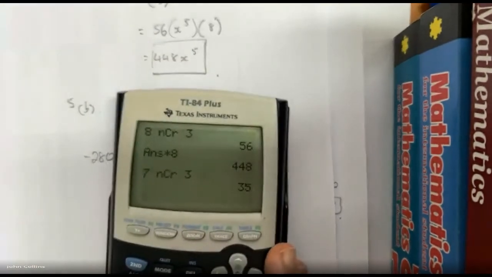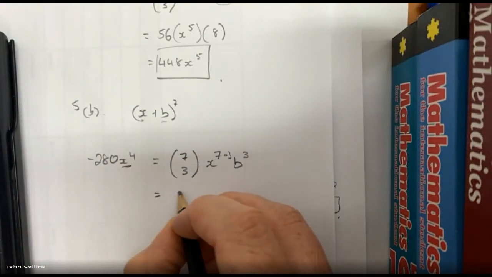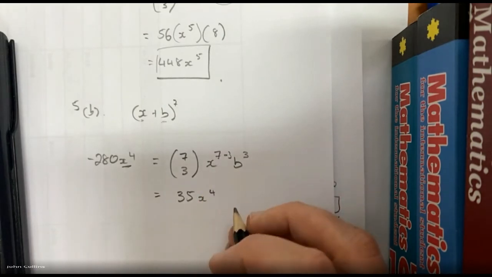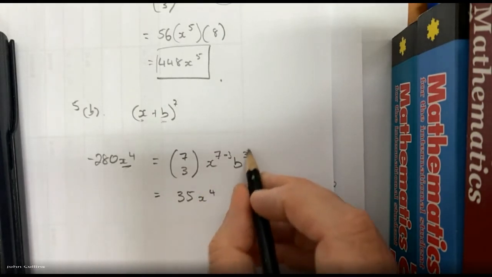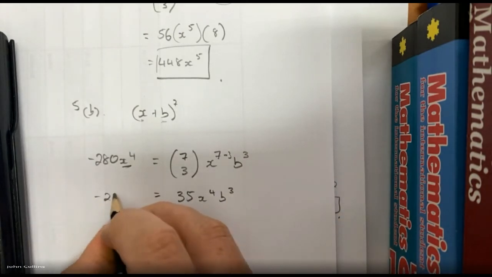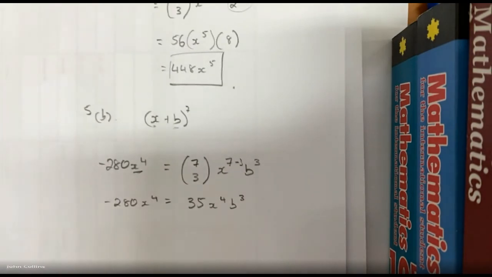It's the 35 one. 7 choose 3, 7 nCr 3, is 35 on our calculators. I know that's x to the 4, 7 minus 3, which is what I want. b to the 3 is still just b to the 3. Now I know that equals minus 280 x to the 4. Now it's an algebra problem.